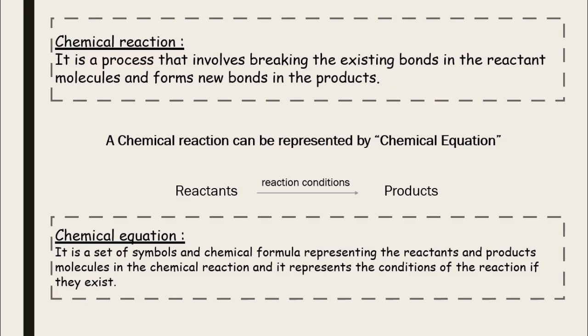And to express what happens during the chemical reaction, we express it in a simple way called a chemical equation. What is the meaning of chemical equation? It's a set of symbols and chemical formulas representing the reactants and the product molecules in the chemical reaction. And it also represents the conditions of the reaction if they exist.